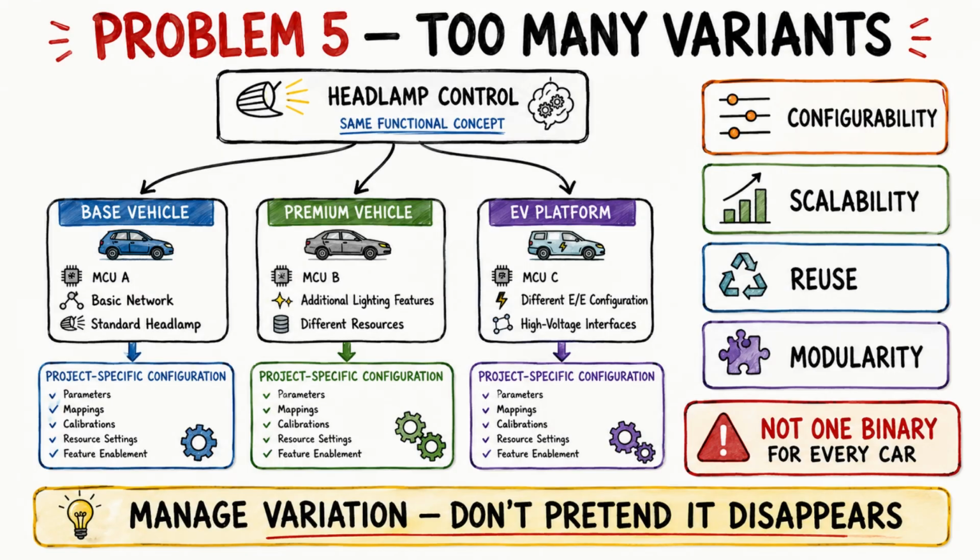Notice what this does not mean. It does not mean one compiled software image automatically runs on every vehicle. Configuration, resource allocation, network mapping, timing, and testing remain project-specific. AUTOSAR makes variation more manageable. It does not make variation disappear.